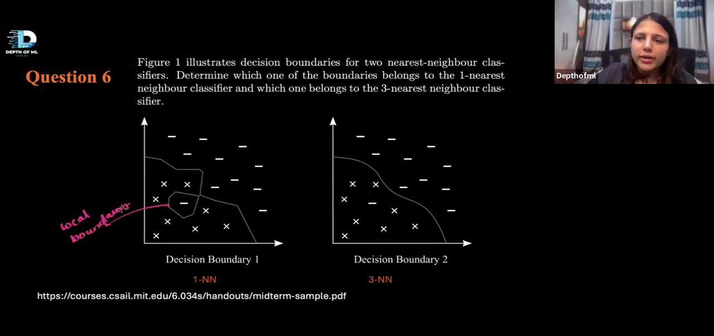Okay, so it will give you a hint on what is a 1NN boundary and a 3NN boundary. Another thing to notice here is that as you increase the number of nearest neighbors, your decision boundaries tend to become smoother. You can see that this boundary is quite smooth. Over here, this is not so smooth.